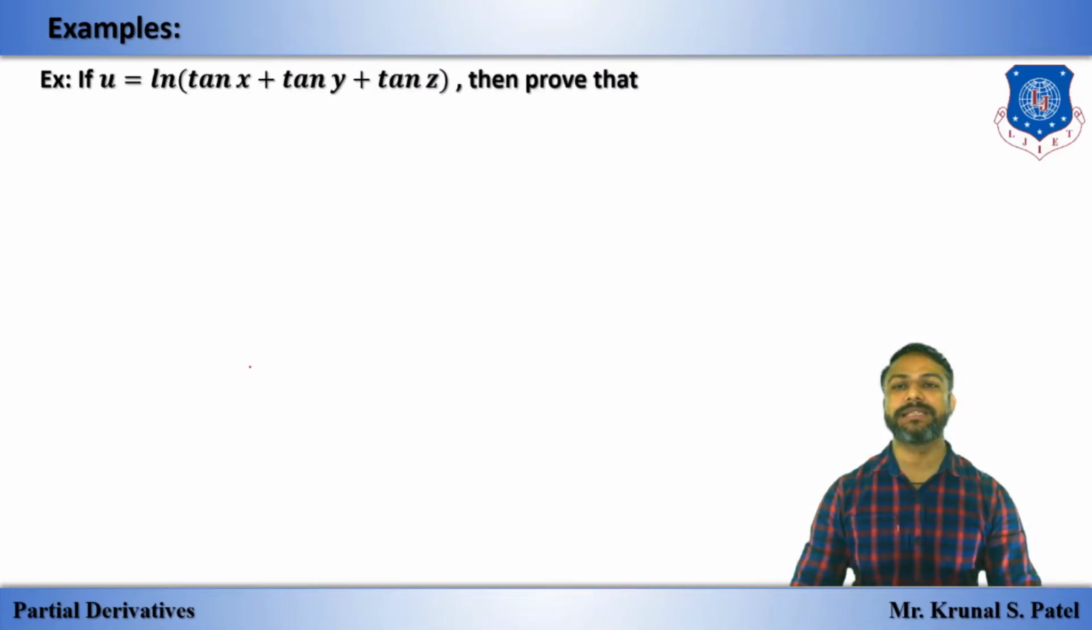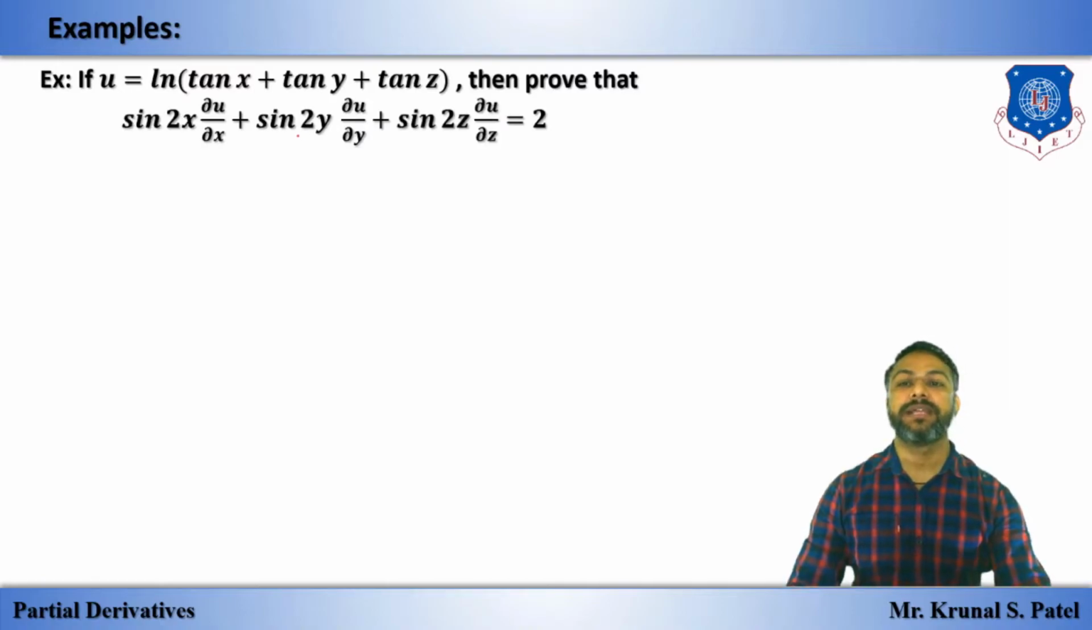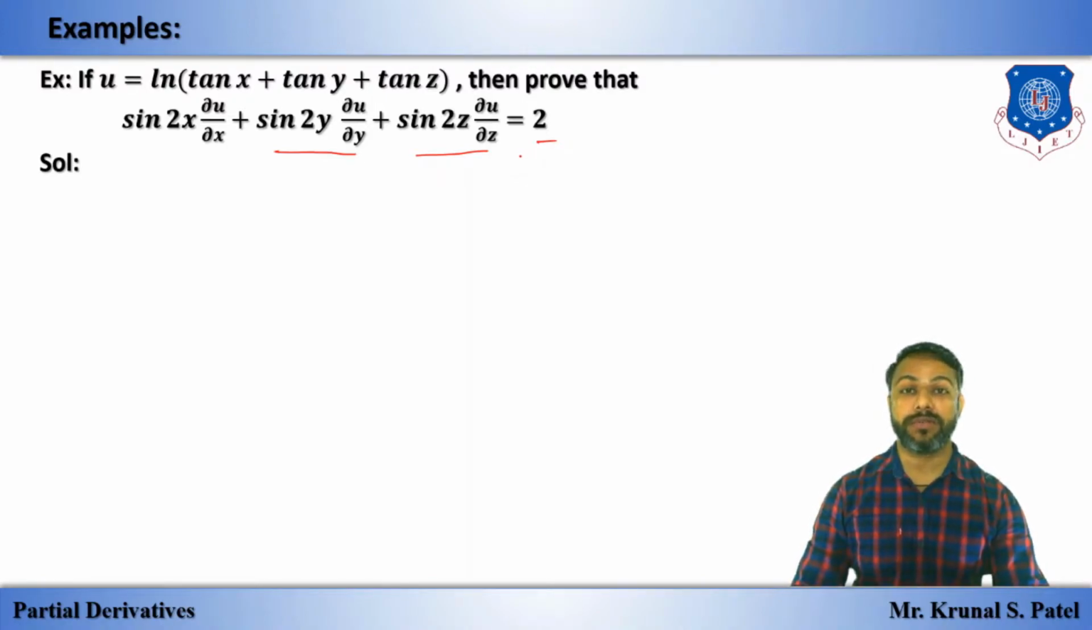So the example is: if u is equal to ln of tan x plus tan y plus tan z, then prove that sin 2x into del u by del x plus sin 2y into del u by del y plus sin 2z into del u by del z is equal to 2. So before starting the solution, first we will understand how we solve this question.